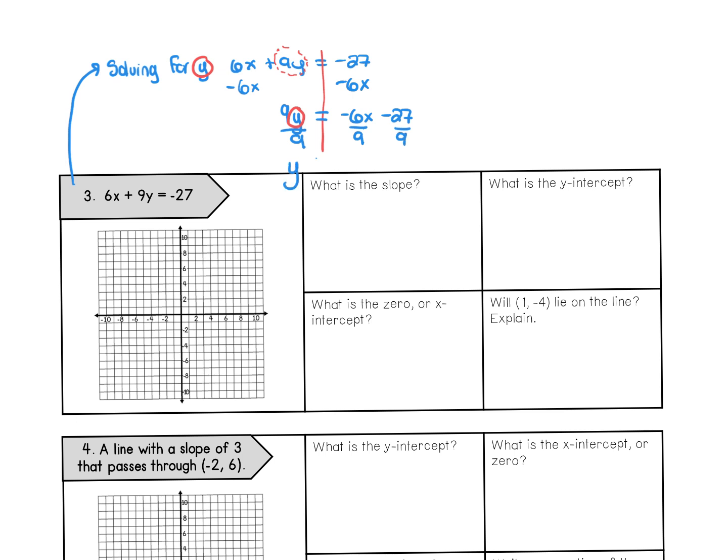You're going to use your calculator and type negative 6 divided by 9, and it'll simplify it for you. y equals negative 2 over 3x, and then you're going to type negative 27 divided by 9, and get negative 3.